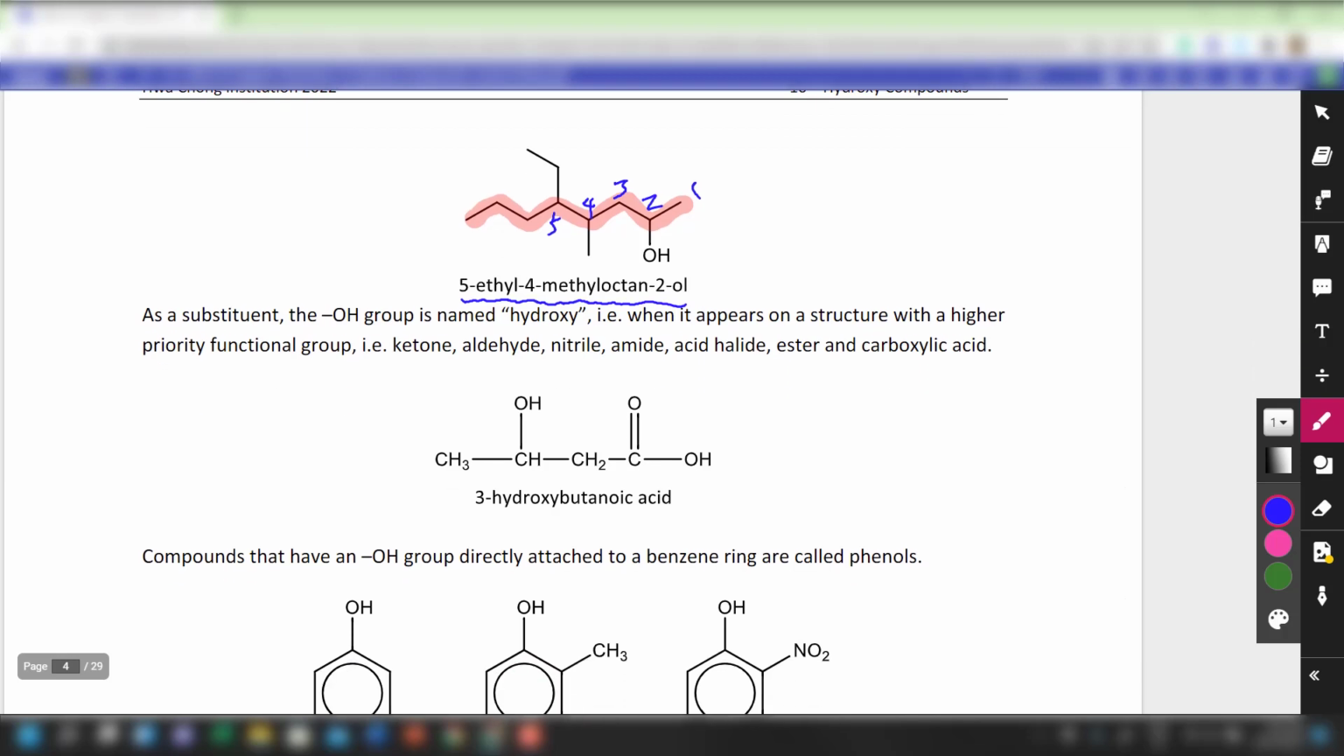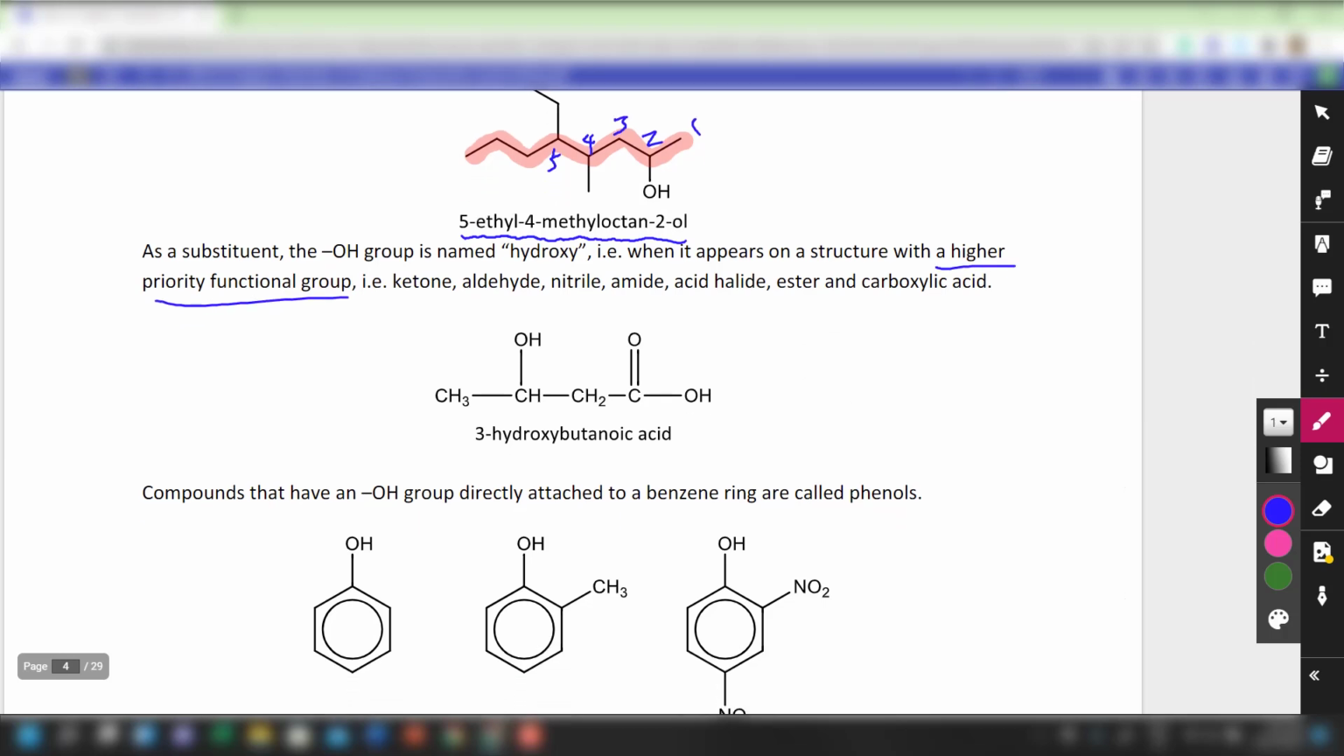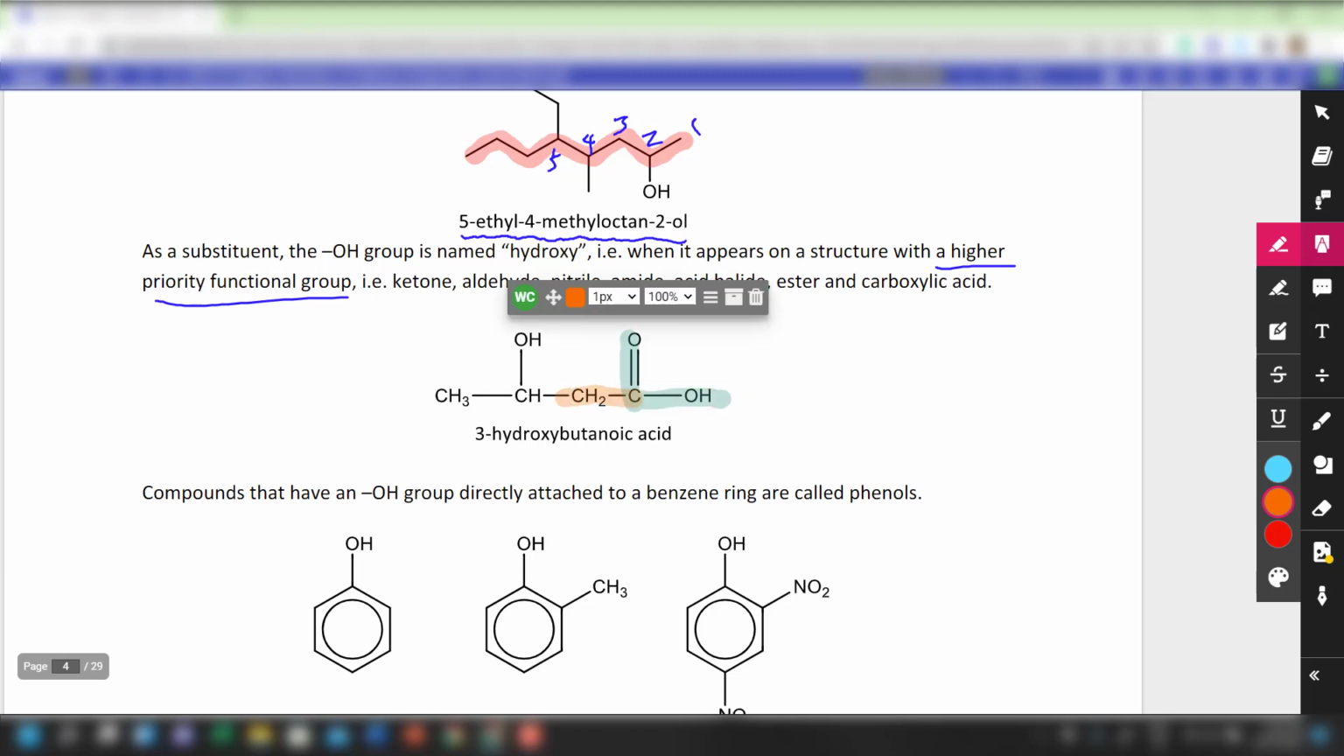Sometimes as a substituent, the OH is named as a hydroxy, especially when it comes after a structure with a higher priority functional group. So for example, in this particular name, we have a carboxylic acid over here. So the longest chain is 2, 3, 4. The longest chain is 4 carbon. So 4 carbon we call it butanoic acid. You will learn it in the chapter on carboxylic acid derivatives.